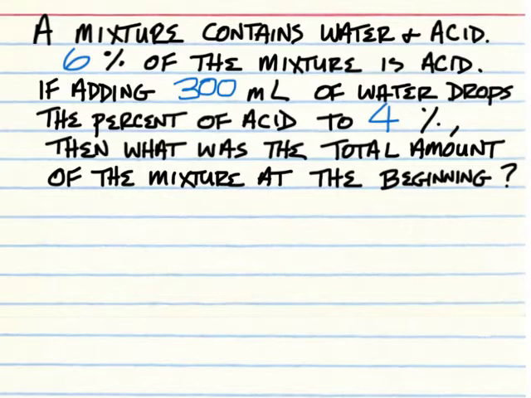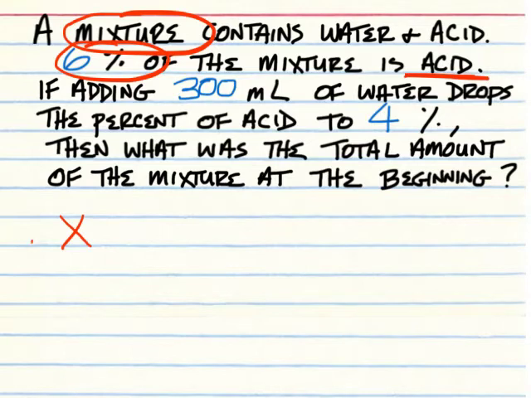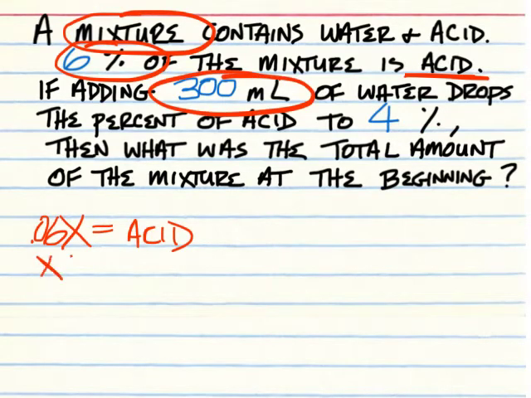Solution to the practice problem. You start with x for the amount you don't know at the beginning for the total mixture, and multiply it by 6% to find out how much acid you have. That would be 0.06x equals acid. If you add 300 to your total, it's x plus 300. That is now your new total.